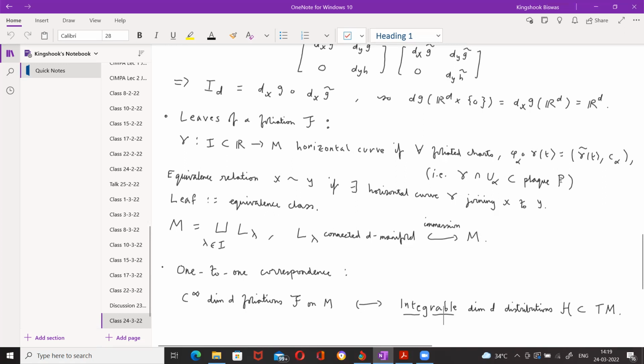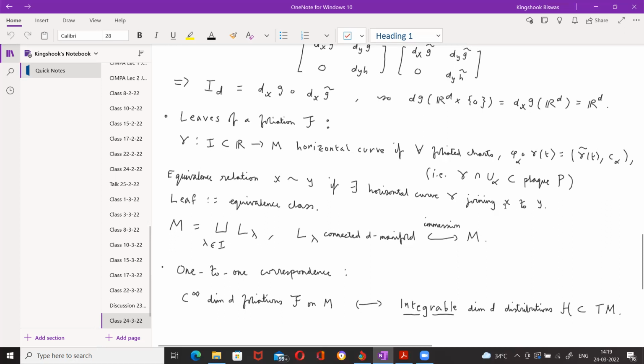All right. So these are horizontal curves. This is well defined, independent of the choice of chart, because the change of charts respects the plaque structure. So you have a notion of what is a horizontal curve. And now we can define an equivalence relation that two points x and y in the manifold are equivalent if there exists a horizontal curve gamma joining x to y.